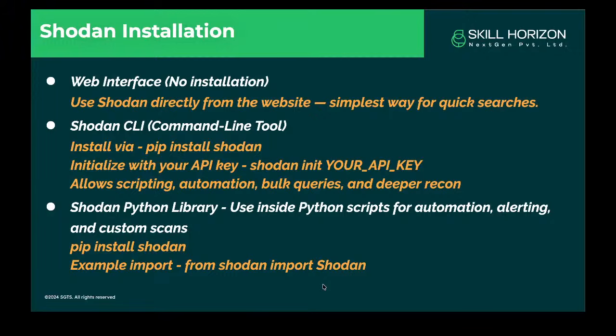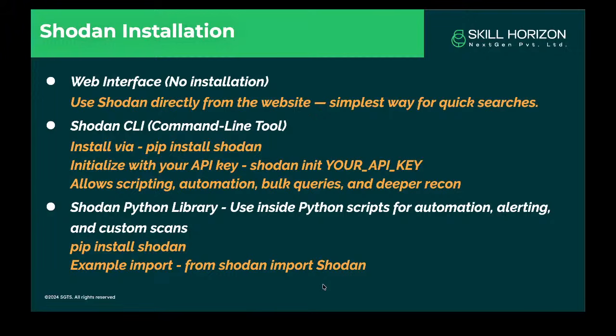The very first thing is the web interface. So you need no installation. Just visit Shodan, create a free account, and then you can use it. Then the Shodan CLI, which is a command line tool. You can install it via pip, like pip install shodan, and then it will be installed.